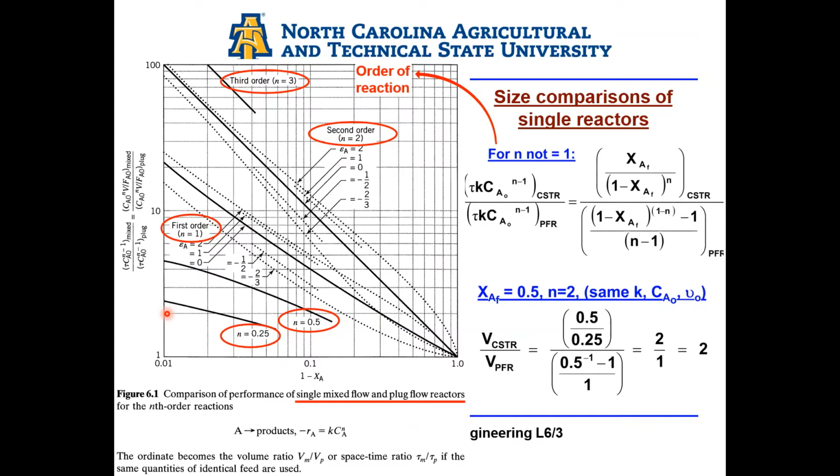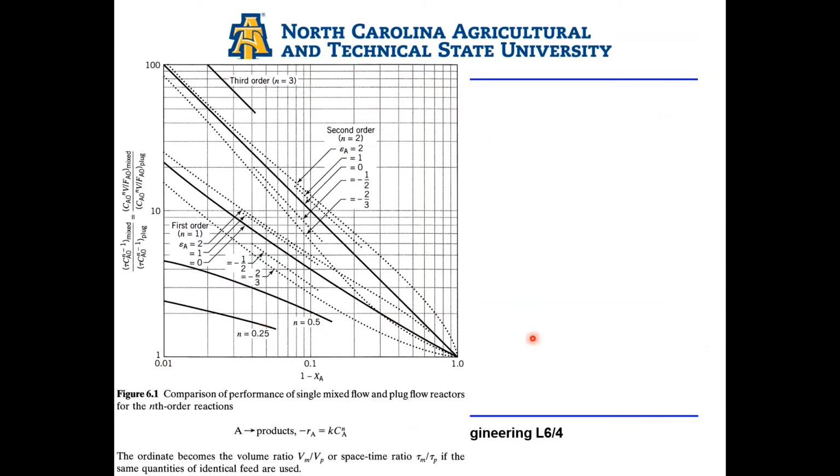Okay, and we're going to start to make some observations. The first observation is that it seems the CSTR will always have a larger volume than a PFR, because this graph starts at 1. It doesn't go below 1. So a CSTR will always be larger than a PFR to achieve the same conversion for the same order of reaction. This is the point referring to this case. Let's look at a couple of other cases.